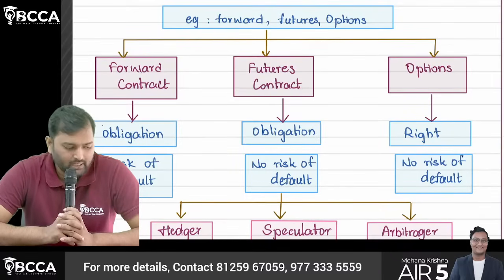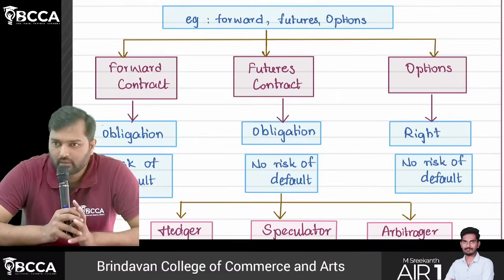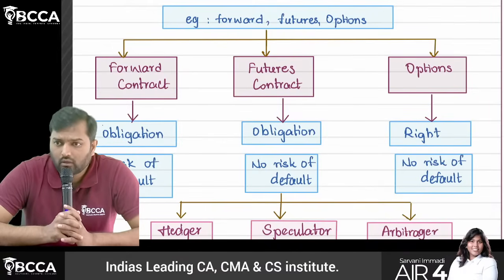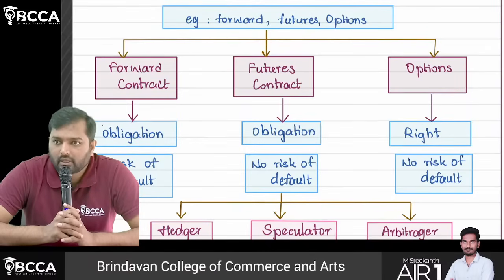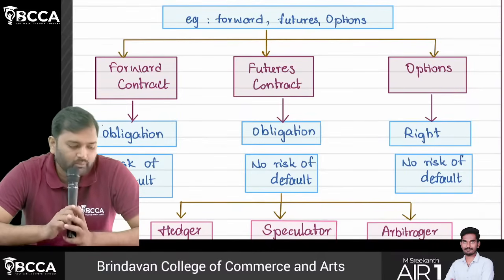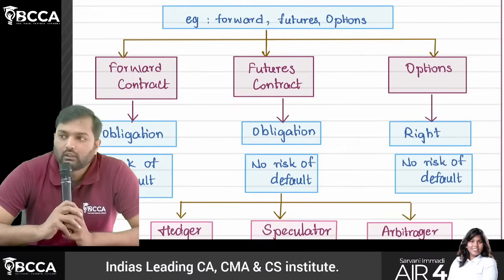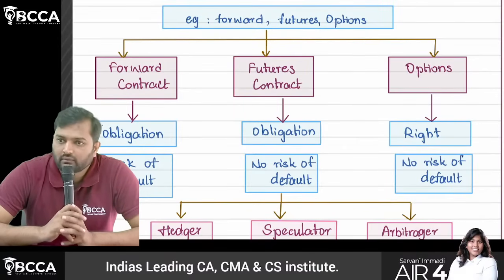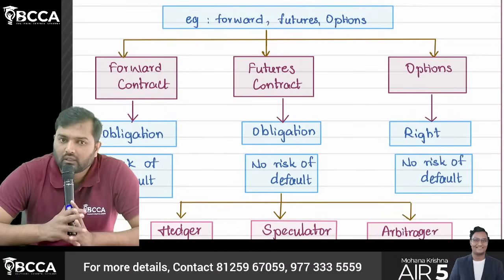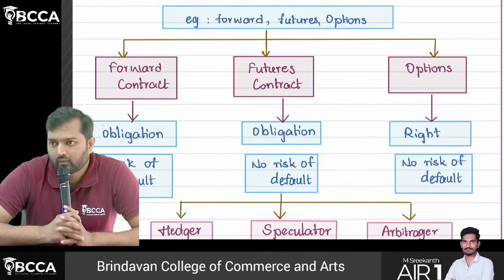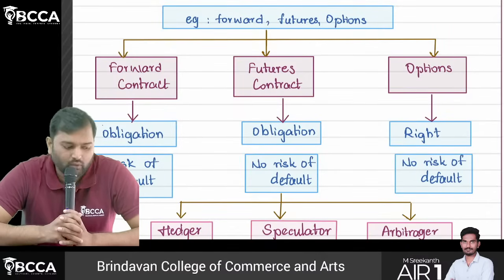For example, a 3 months call option of X limited share was purchased. Strike price is 300. So what is the meaning of this sentence? The person who is purchasing the call option will have a right to buy one share at the rate of 300 on the maturity, on the due date.